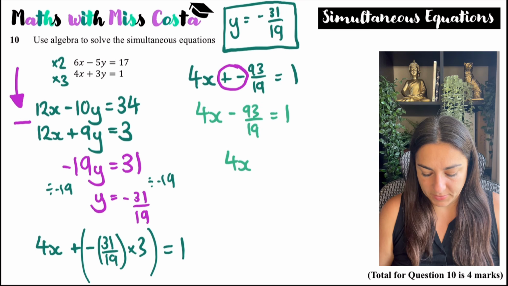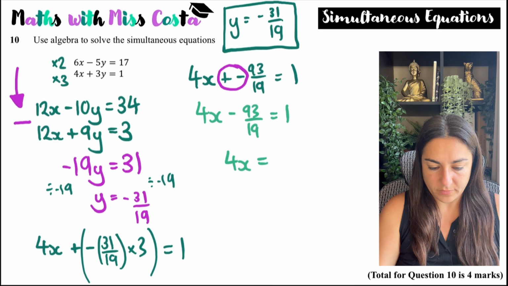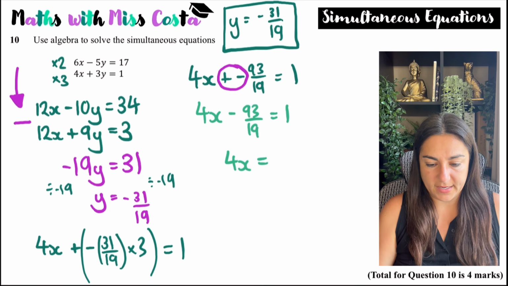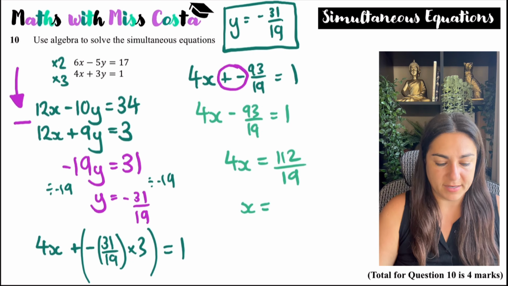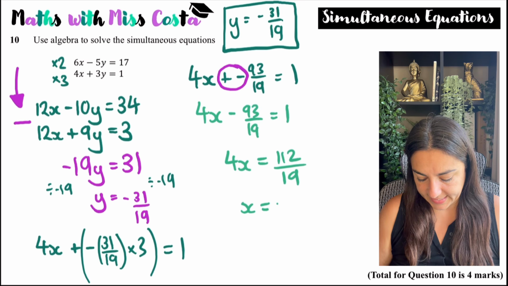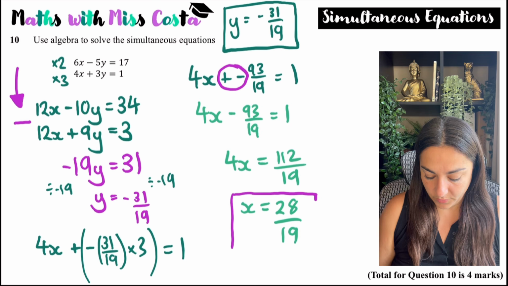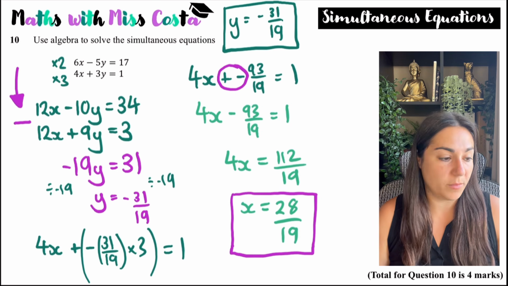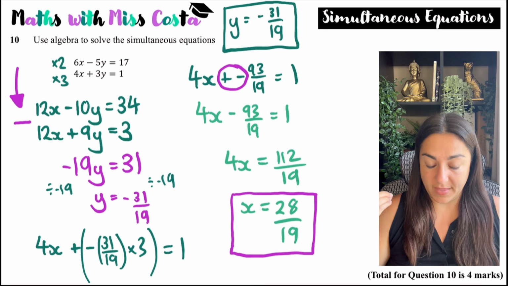So 4x must be 1 plus 93 over 19. So 1 plus 93 over 19 is 112 over 19. So therefore x is going to be that divided by 4, which is 28 over 19. So not the nicest numbers to work with, but that's why if you've got complicated numbers, leave them as a fraction, because then they're accurate.